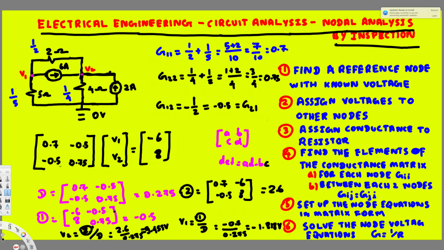In case you want to find a current, let's say the current going through this, I4, we know that current is equal to voltage drop over resistance. Here the voltage drop is V2 minus 0, so V2 minus 0 divided by 4. We know V2 is equal to 9.455, divided by 4, and that's equivalent to 2.36 ampere. That's the current going through this way, and the direction is also right because we are getting a positive answer.